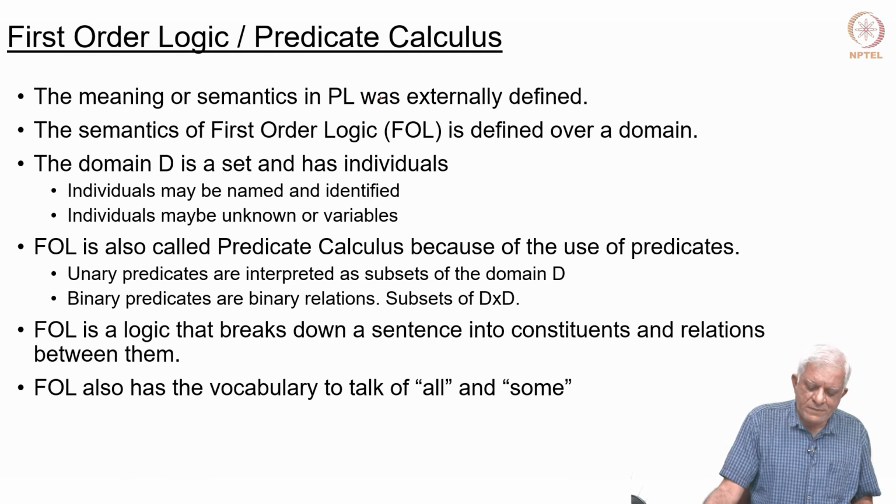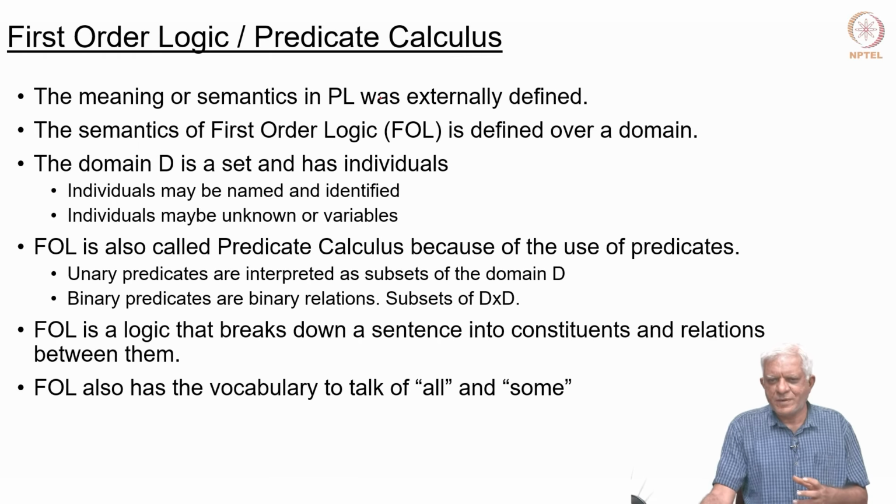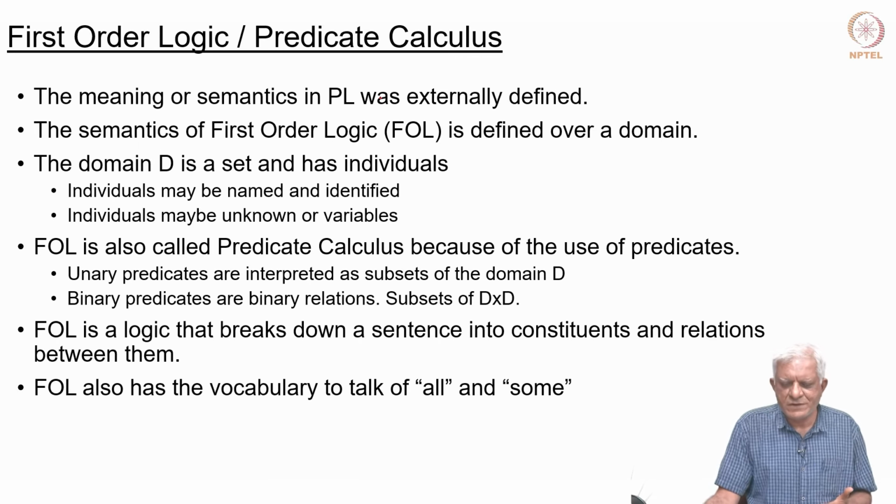FOL also has a vocabulary to talk about all and some. So, you can see that that is the power that we will get by using something called variables. So, we can say for all x or for some x something is true. So, all men are mortal is the example that we have seen.